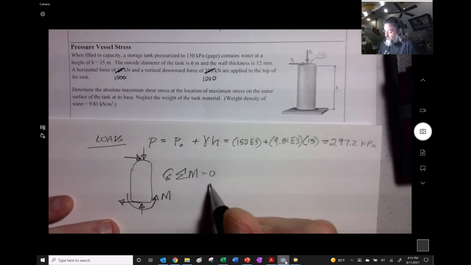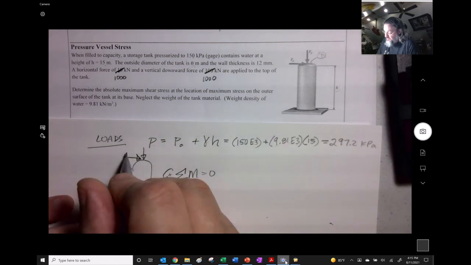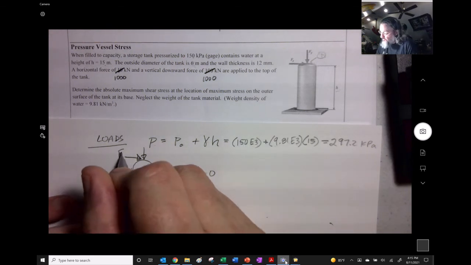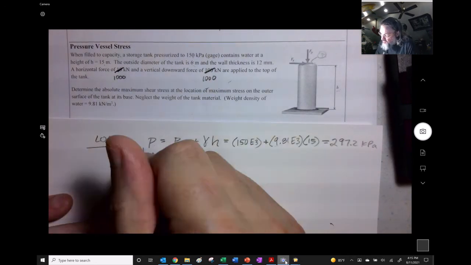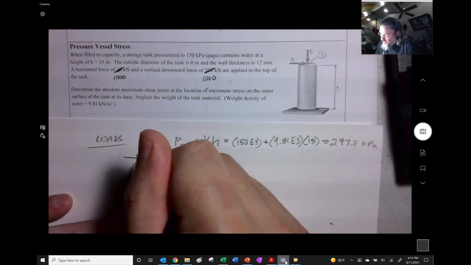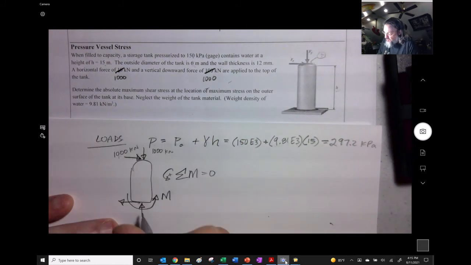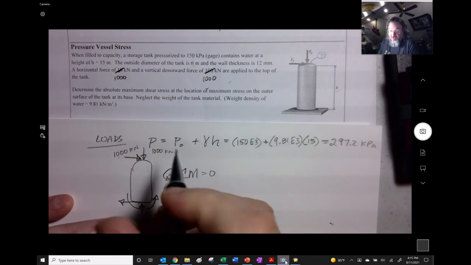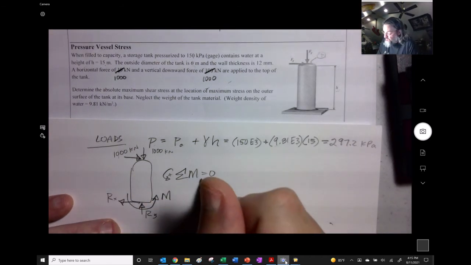And so the moment that's going to be onto this thing is, I'll label it as 1,000 kilonewtons, and 1,000 kilonewtons happening right there. Here's the reaction in the y direction. Here's the reaction in the x direction. So this one taken about, I guess it's about the z.